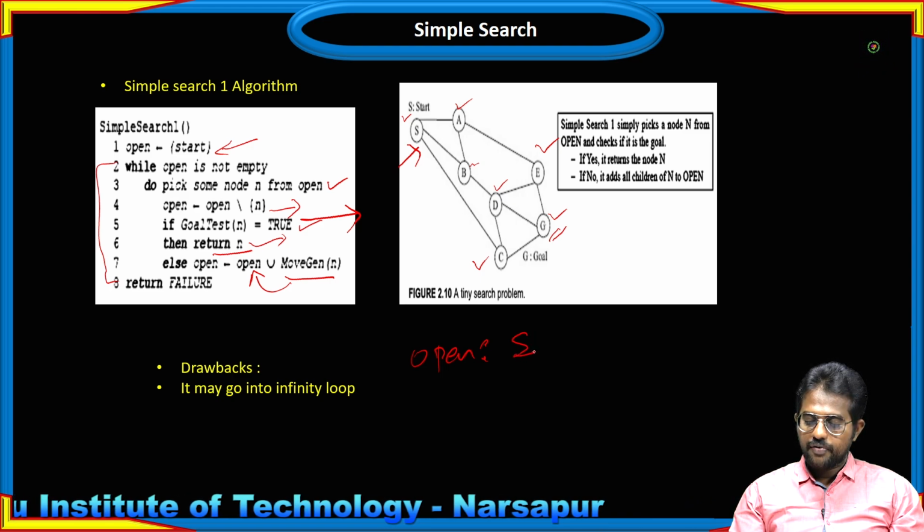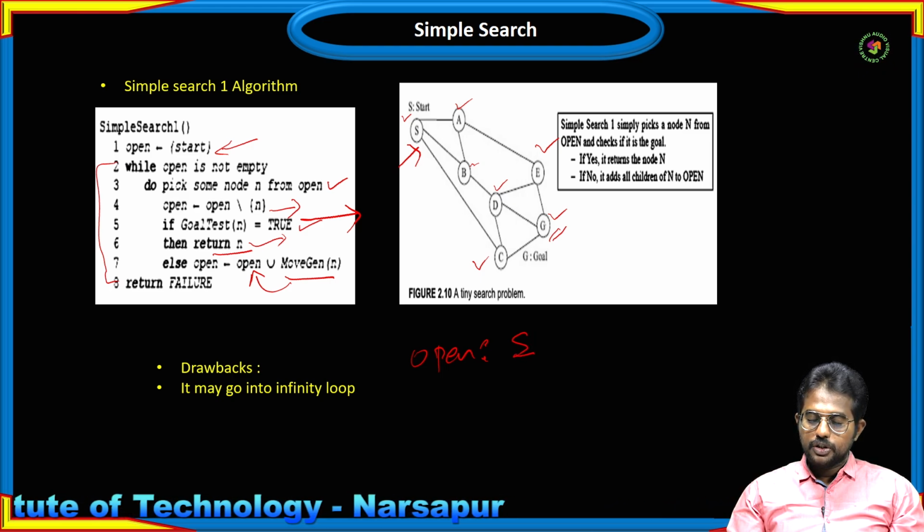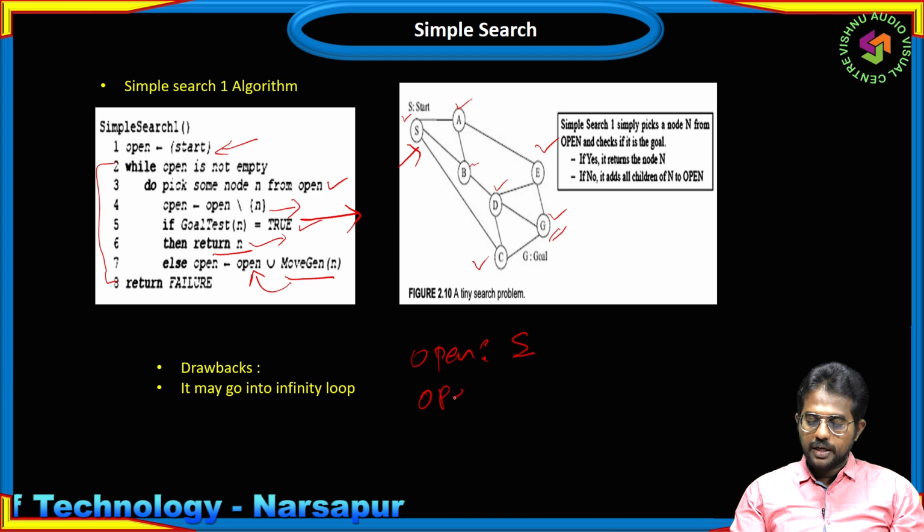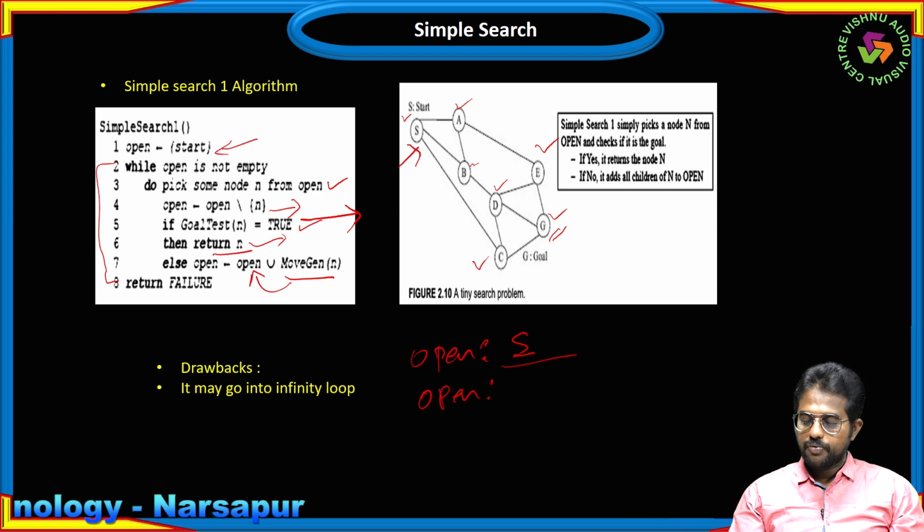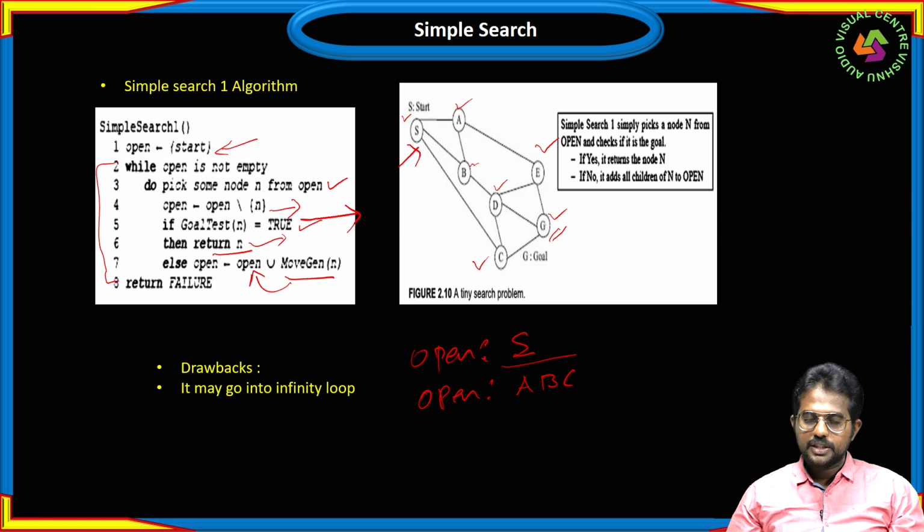So next I will pick S. After I picked S, this is step 1. In step 2, I have picked S and S is not a goal node. So the adjacent nodes will be added, that is A, B, C. In this one there may be a chance I will select A. So after selecting A, what are the adjacent vertices of A? S, B and E. So they will be added.